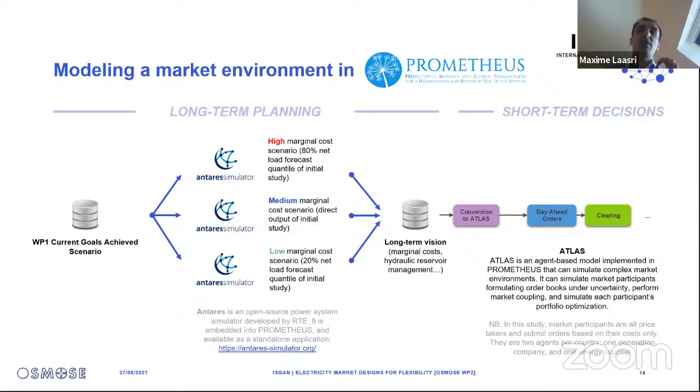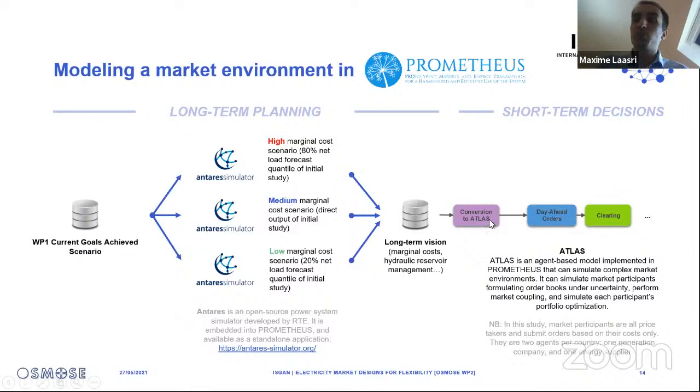So basically what we have in this long-term vision is an assumption of the system cost over an entire year, as well as hydraulic reservoir management. These are the two main things that are important to us, because when we then simulate the short-term decision process, market participants will have to make decisions based on the assumption of these marginal costs, the system marginal costs that they anticipated. And they will also try to use their huge hydraulic reservoirs in accordance with their long-term vision, because you cannot just give them the hydraulic reservoirs and let them optimize them on a short-term basis, obviously.